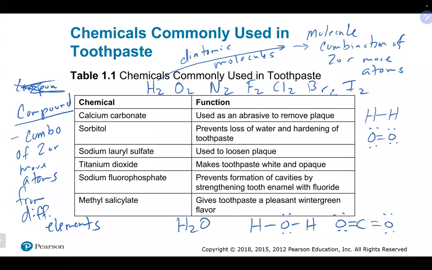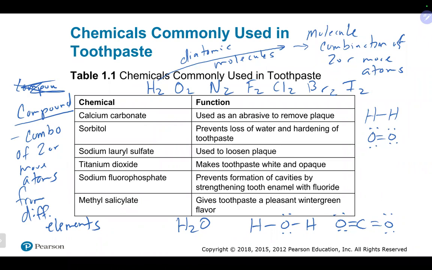Water and CO2 would not be an element, right? Because they actually contain two different elements in there, so they cannot be an element. So an element is really the basic building block. It can only be one thing if it is an element, right? It's either carbon, oxygen, nitrogen, and so forth.